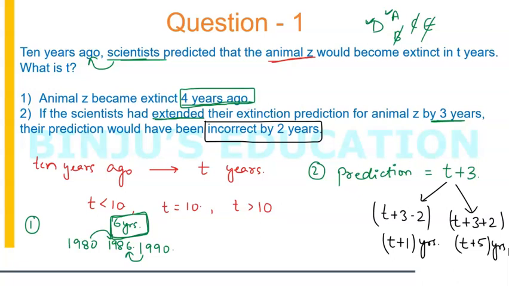So in this case we do not know the value of T just by using statement 2. But even if we knew the value of T just by using the second statement, we still would not have figured out the actual value, because incorrect by 2 has both interpretations. So D goes out and our answer simply becomes option A.